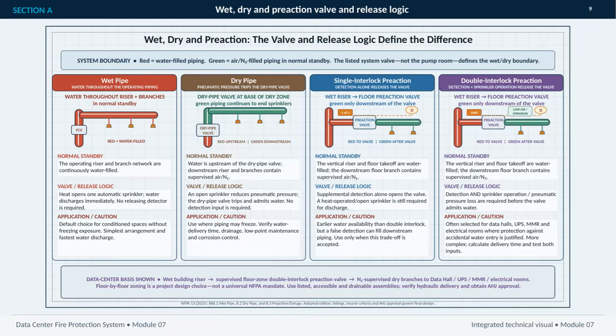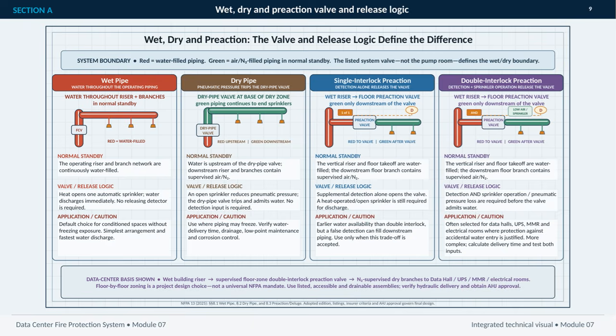The key distinction among these systems is not the pump room, but the listed system valve and what lies downstream of it. The valve and release logic define the system boundary and the response sequence. In a wet pipe system, the riser and branches remain water-filled, so heat opens a sprinkler and water discharges immediately. In a dry pipe system, the piping downstream of the dry pipe valve contains supervised air or nitrogen. An open sprinkler drops pneumatic pressure, trips the valve, and admits water, with no detection input required. Preaction systems add detection logic.